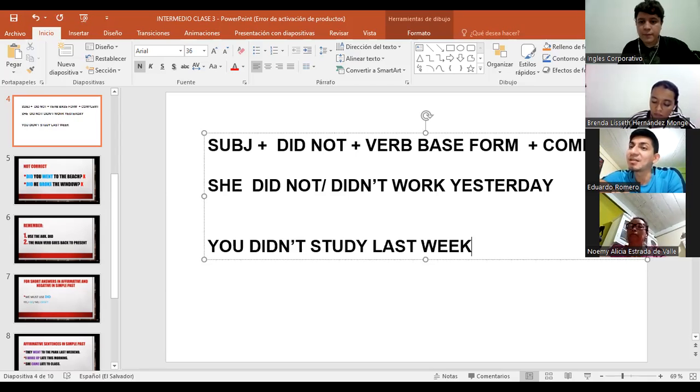Yo estaba escribiendo el latte. Ajá, es que como lo había aquí.